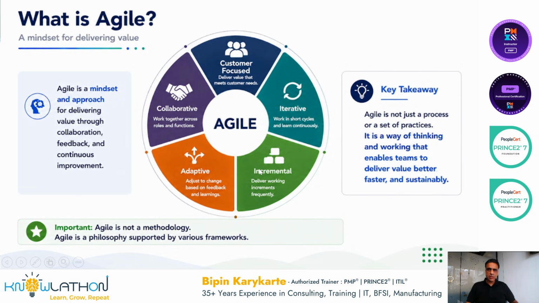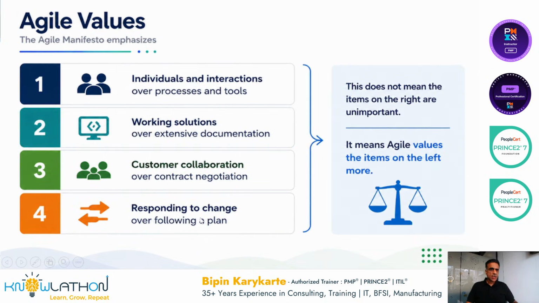Okay, so Agile is not just a process or a set of processes. It is a way of thinking and working that enables teams to deliver value better, faster, and sustainably, right? So it is just not a methodology, it is a philosophy, right? And one more important thing to understand at this juncture is that Agile, being a philosophy, has multiple frameworks which make use of these Agile principles and they have their own terminologies, own rules, own ways of working, etc. So we'll see a few of them.